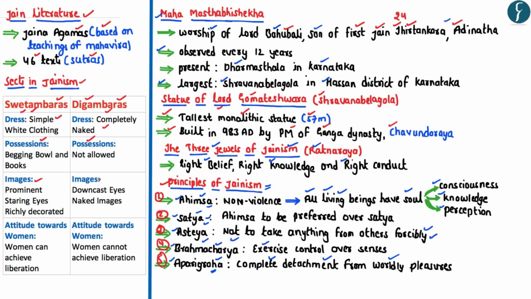Now, with respect to the images worshipped by Shvetambaras and Digambaras, Digambaras normally worship naked images with downcast eyes. On the other hand, Shvetambaras worship those images which are richly decorated and have prominent staring eyes. And with respect to the attitude towards women, Shvetambaras believe that even women can achieve liberation. On the other hand, Digambaras believe that women cannot achieve liberation and, in order to achieve liberation, have to be reborn as men. These are some of the basic differences between the Shvetambaras and Digambaras. So these are some of the important aspects which one must know with respect to Jainism. With this, let us now move to the next article.